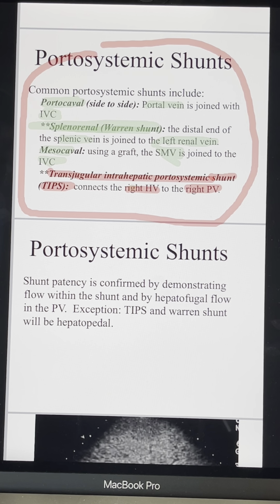The third thing you need to know is how the blood flow is going to be. For the portocaval shunt, right outside, this is how the portal vein is going inside the liver. Right before that, it is connected to the IVC.